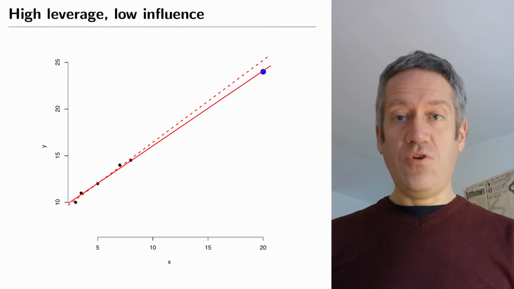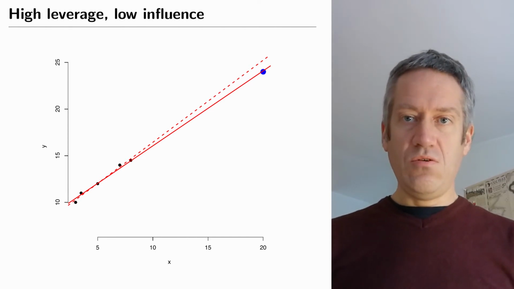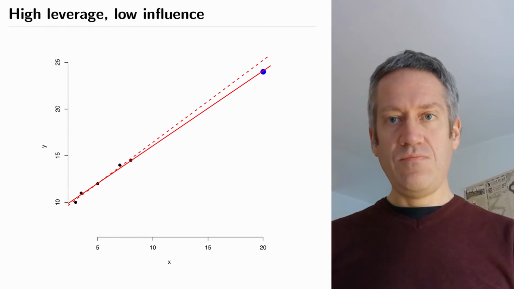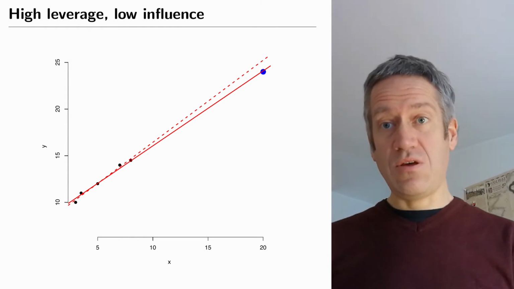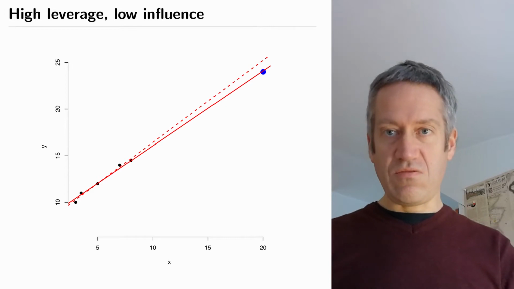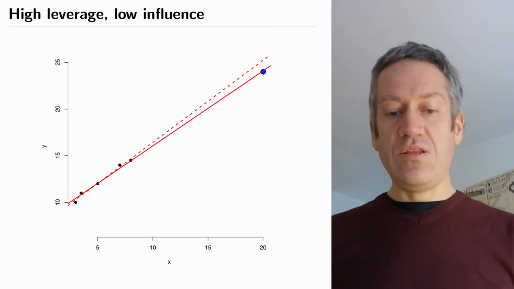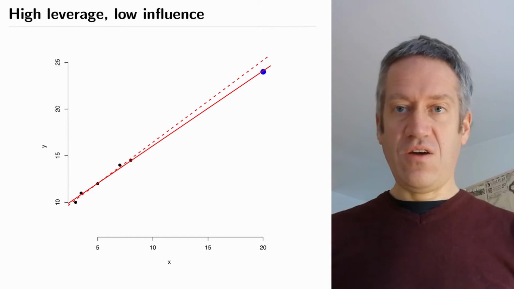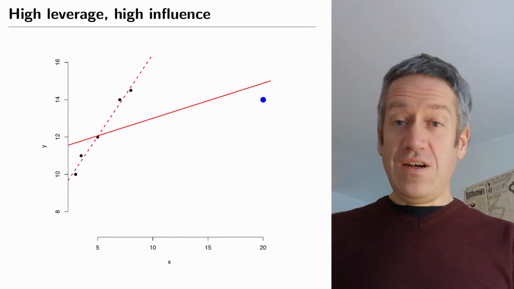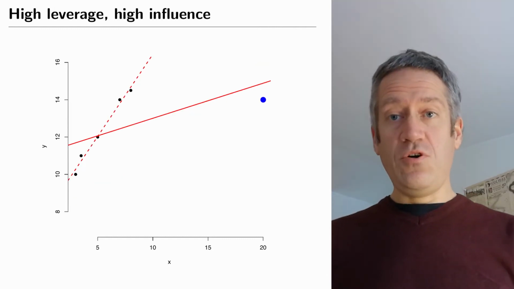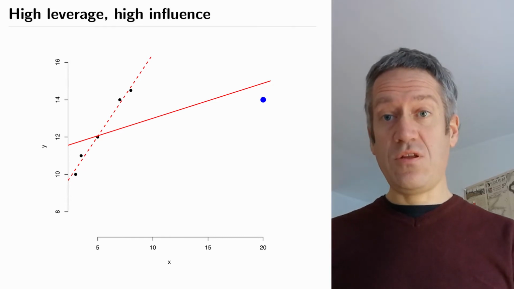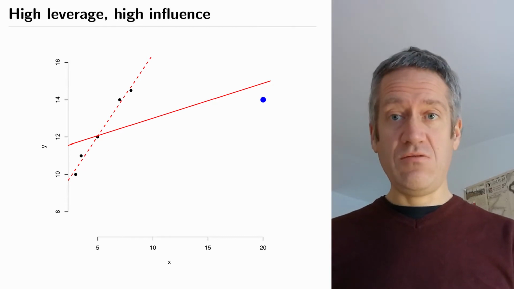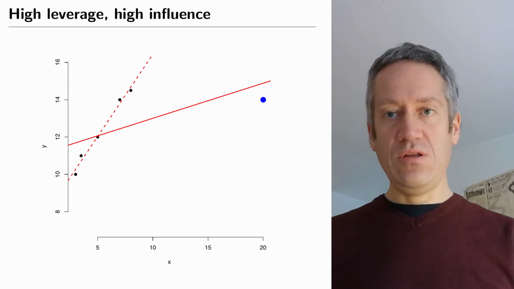High leverage is a point that is far from all the other points, that has a big potential influence on the regression. So it's a point that is, in the x direction, far from all the other points. And then finally, in this example, you see another point that is far from the other points. So it still has high leverage because in the x direction, on the x-axis, it's far from the other points.